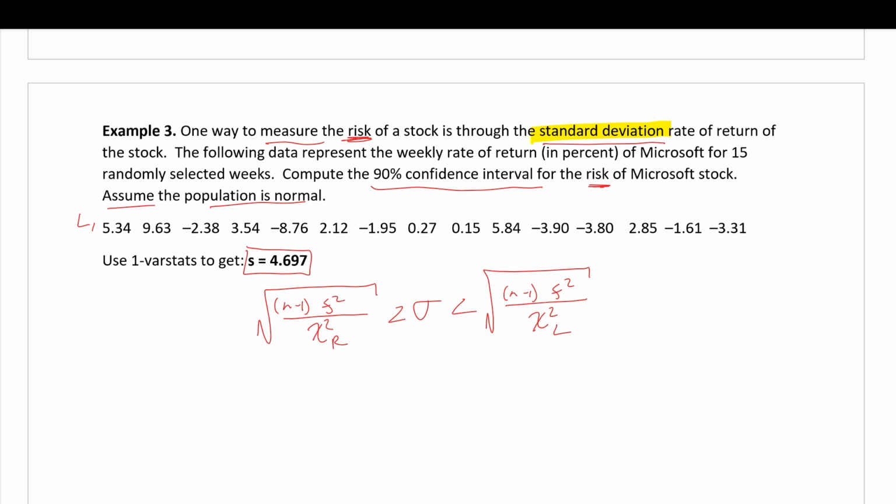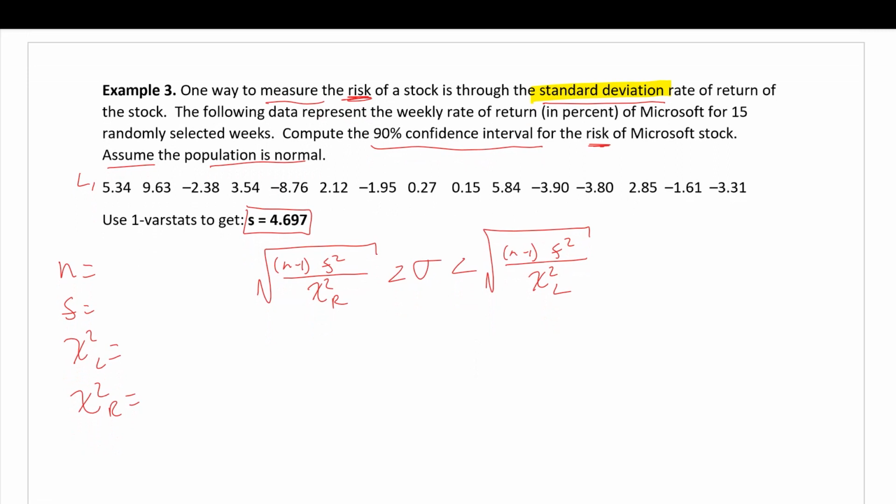All right, let's go ahead and catalog all those values. So we need an n, we need that s, we need chi squared left and chi squared right. So we need 4 values in order to calculate this. Well, I did say if you run this through one of our stats, you get a sample standard deviation of 4.697. So that was just given. Otherwise, you would just have to do that on your own. The sample size, well, does it tell us how many? It does. It tells us that there's 15. Now, if they didn't actually tell us how many there were, we would just have to count all the data values. So there are 15 here.